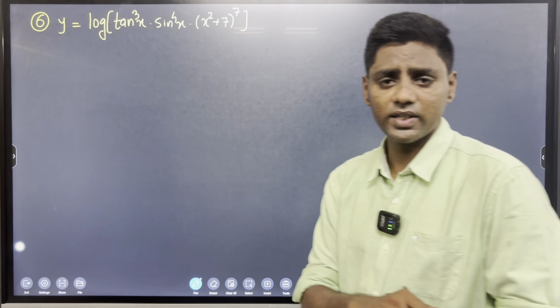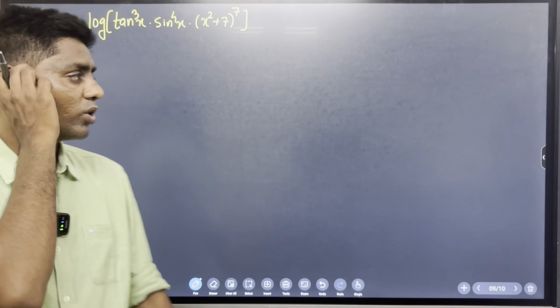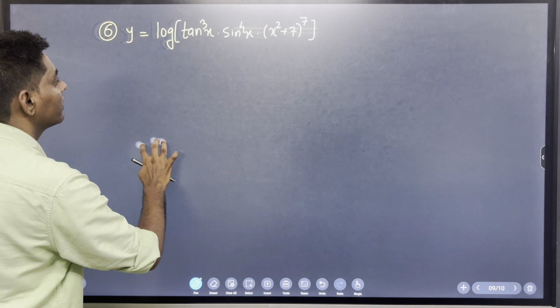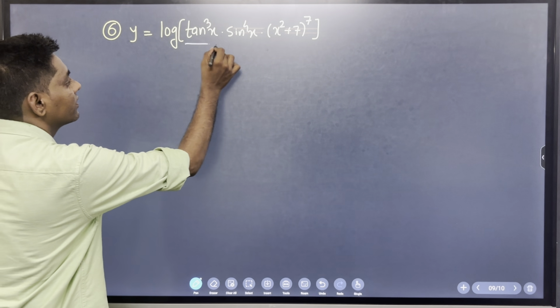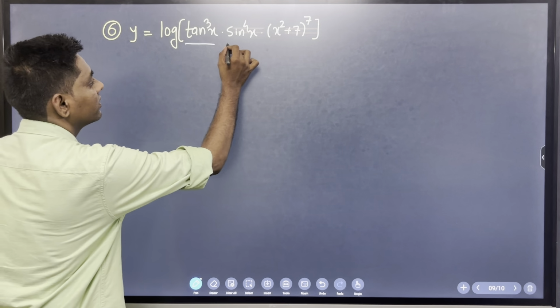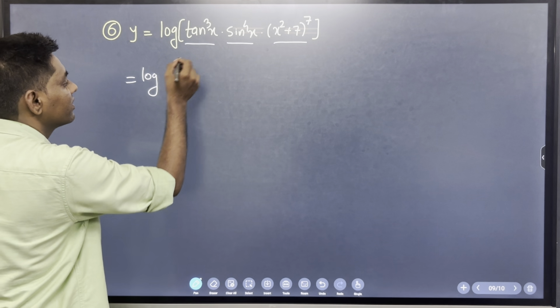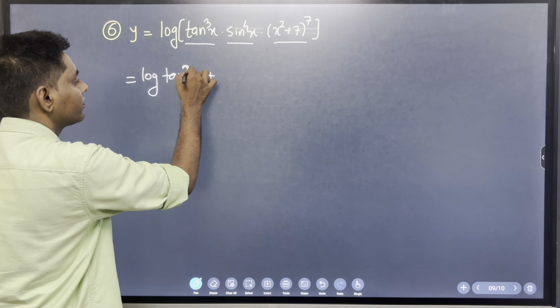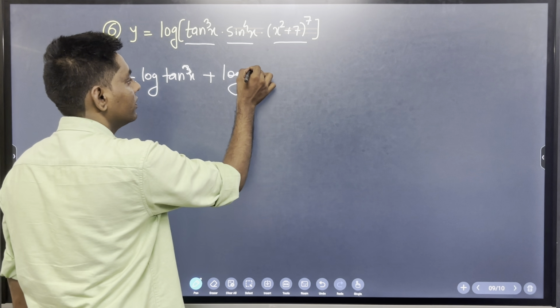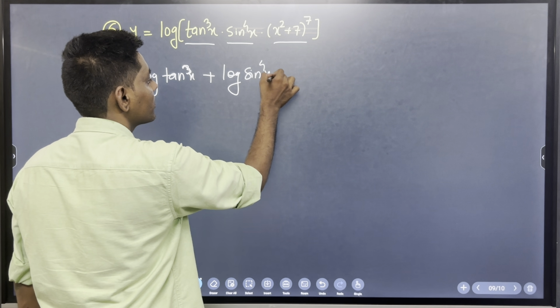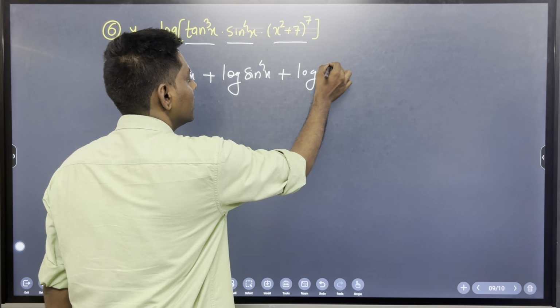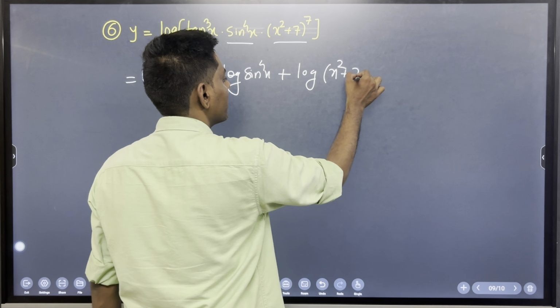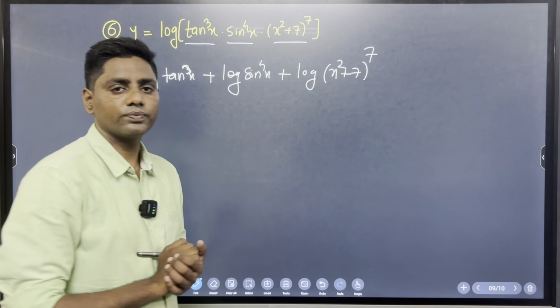Again, this is a very easy question. When we look at the question, what is given is a log, and the three terms are in multiplication. So just by using the property of multiplication, write them as a summation. That is log of tan cube x plus log of sin 4x plus log of (x square plus 7) raised to 7.